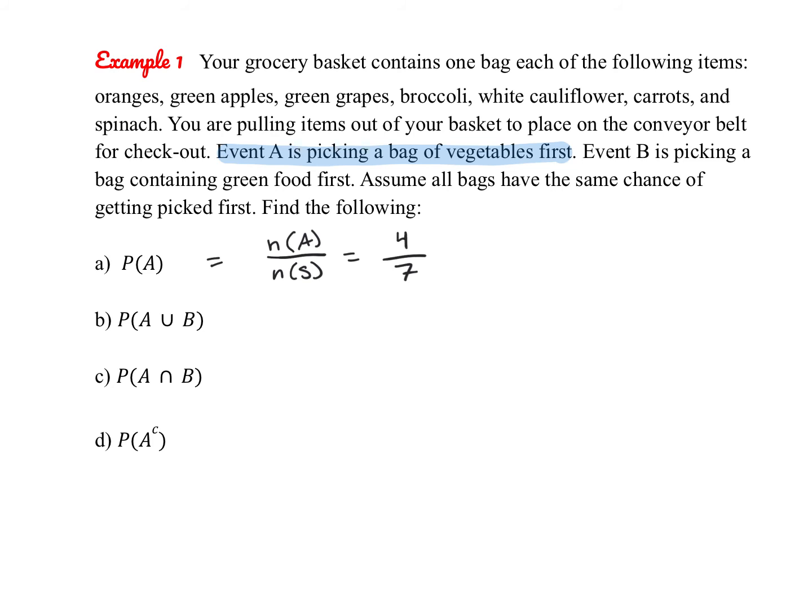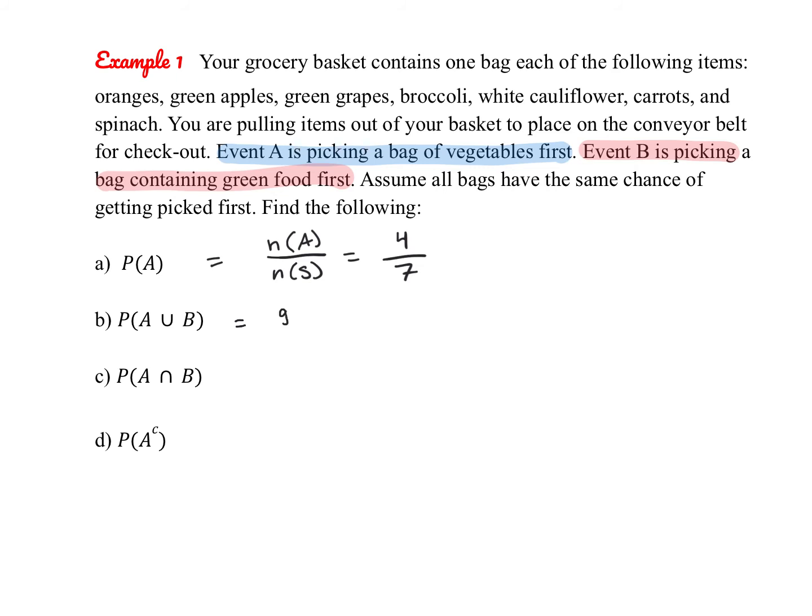So the probability of event A happening is 4/7. All right, now let's see if we can find the probability of the union of event A and B. Remember, event B is picking a green food. So maybe let's list out all of the possible outcomes. That might make it easier for us. So we're going to list out any outcomes that are either vegetables or green. Does not need to be both.